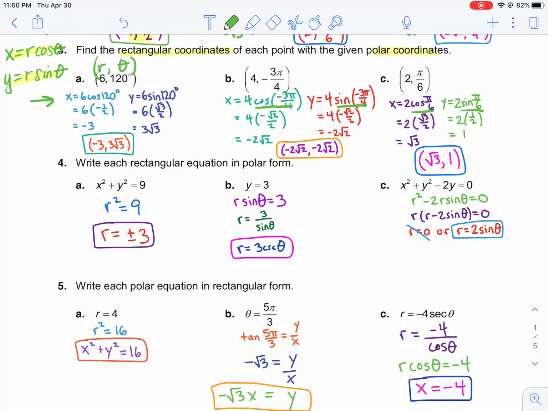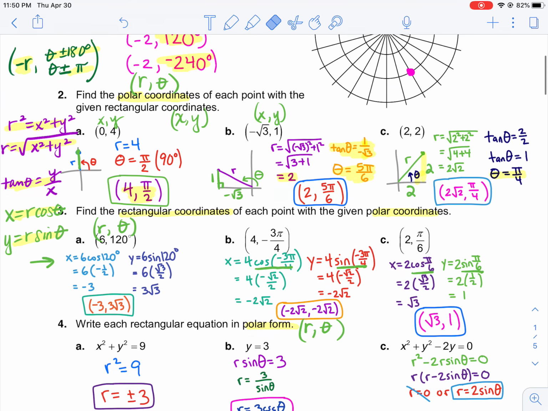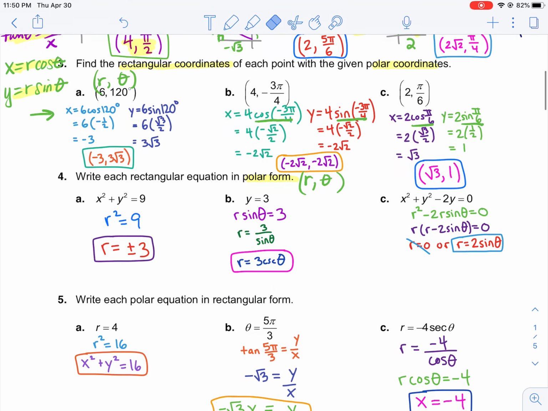Okay, in question number 4, it says write the rectangular equation in polar form. If I'm going to write an equation in polar form, I want r's and thetas. I do not want x's and y's. So I need to get rid of the x's and y's and convert them to r's and thetas. So in order to do that, what I'm going to do is use these equations that I have on the side over here.